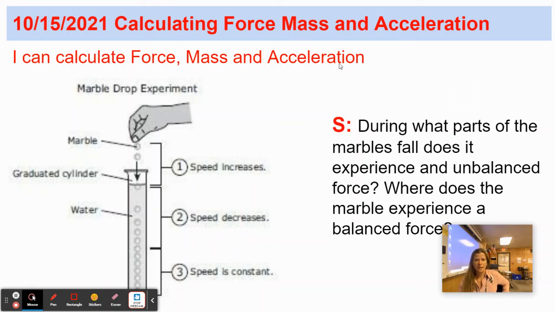Today we're going to calculate force, mass, and acceleration. In your journals, I'd like you to set up your title and your objective: I can calculate force, mass, and acceleration. Have a few moments with your starter, and I will review it.